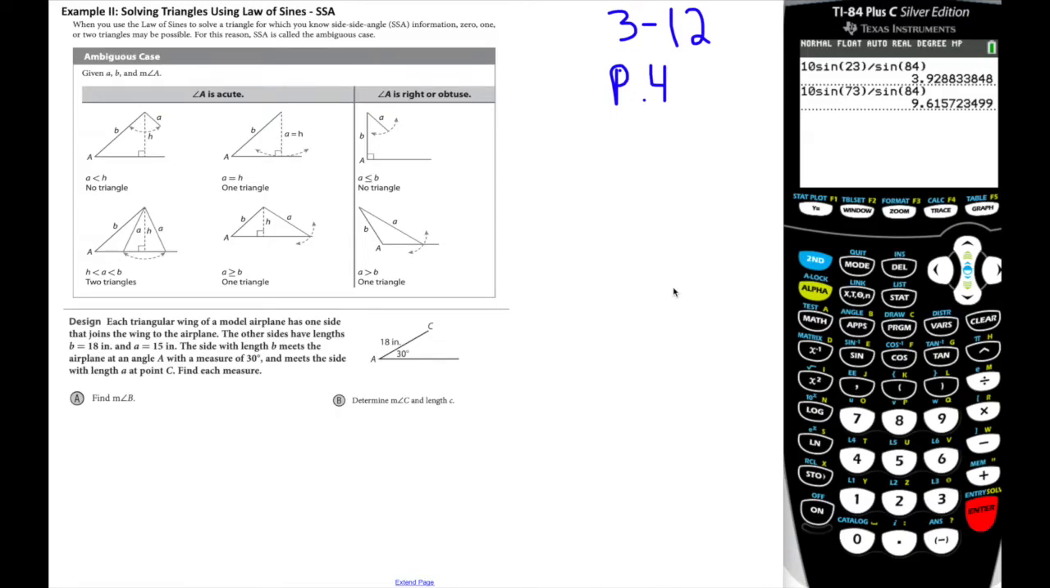This is Mr. Moray coming to you with a video on the law of sines, the case of side-side-angle. All right, this lesson, we started this lesson, I believe it was the 13th of March, the last day before we kind of had to close down for a little bit.